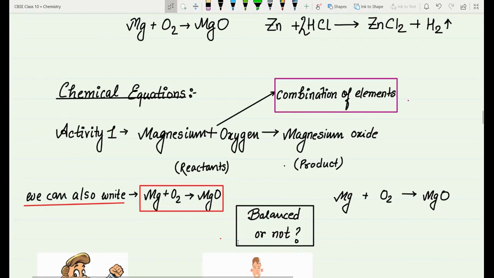So first, what is a chemical reaction? A chemical reaction is one in which two substances combine to form a new substance, right? So let's start with chemical reaction. When we write a chemical reaction, as you must have seen last day too, we put a plus sign. The plus sign indicates that a combination of elements is taking place. Some elements are being combined. So this plus sign is a combination of elements.